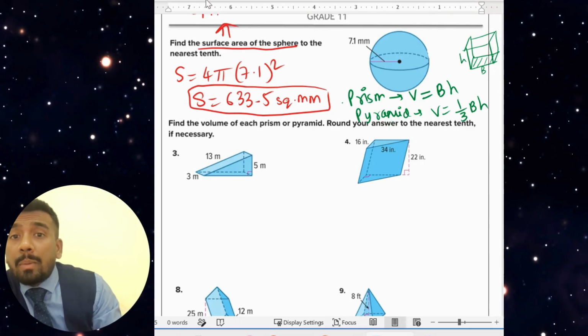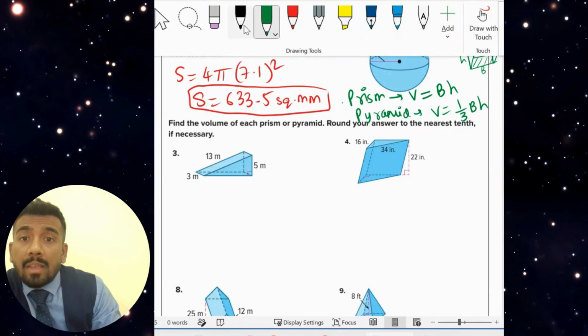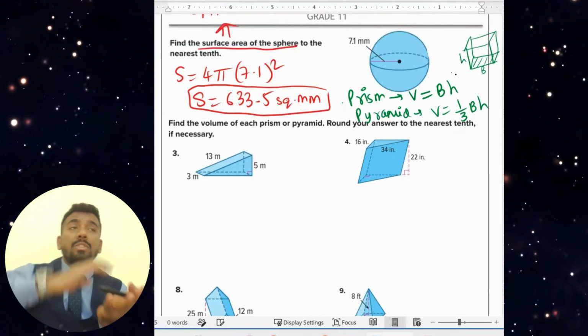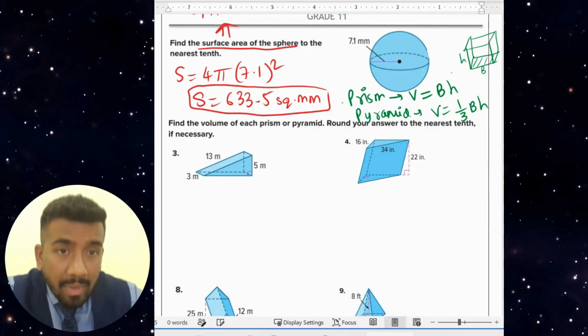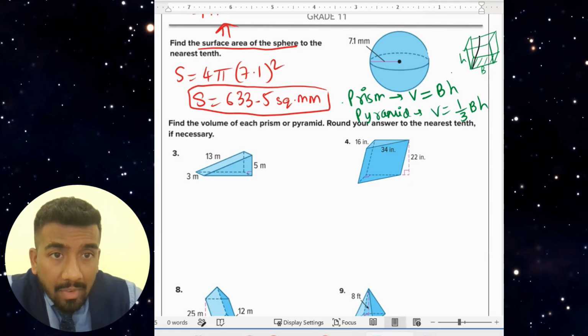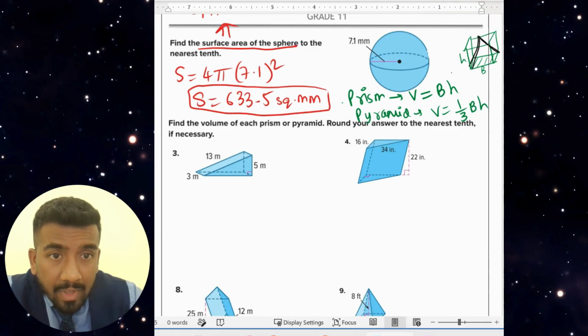In the same way, if I talk about a pyramid, the base is not the same throughout, rather it becomes less. If the base is this, the pyramid will go like this, right? Yes or no? It will become like a triangle.